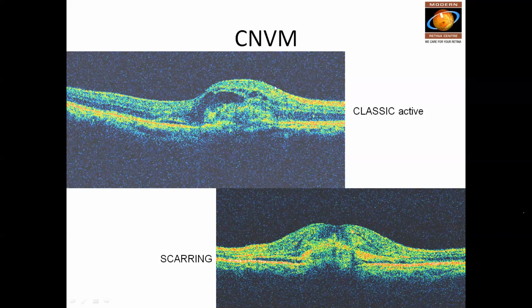So basically, CNVM is nothing but a new membrane which develops from the choroidal vessels, which then breaks the RPE and the Bruch's membrane, and then comes into the subretinal space. And in the subretinal space, this membrane starts oozing fluid and blood, which gets accumulated around it, and that causes a central scotoma and loss of vision for the patient. So when this membrane breaks the RPE and comes into the subretinal space, we call it classic CNVM. And why did we call it active? The presence of fluid and blood in the retinal space indicates that this lesion is active.